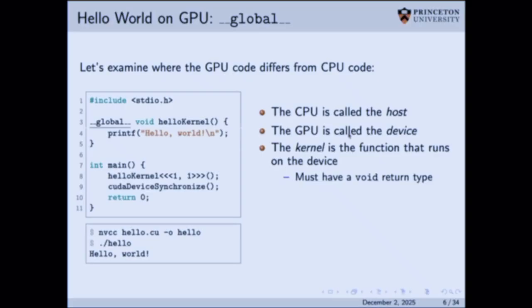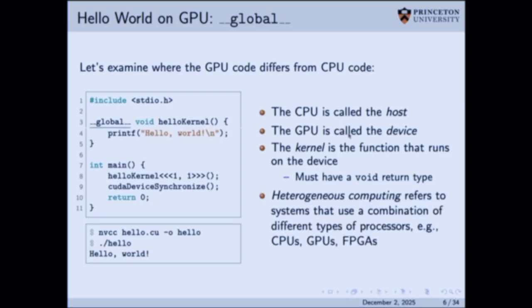The kernel has to have a void return type, because there's not really a place for it to return the value. So if you did want the kernel to actually return a value, you want to have an out parameter, but we'll see that in an example later. Because GPUs are massively high throughput devices and CPUs are maybe less high throughput, we want to program with both. This paradigm of programming with both is called heterogeneous computing. It just means that we're using a number of different processors to get a task done.